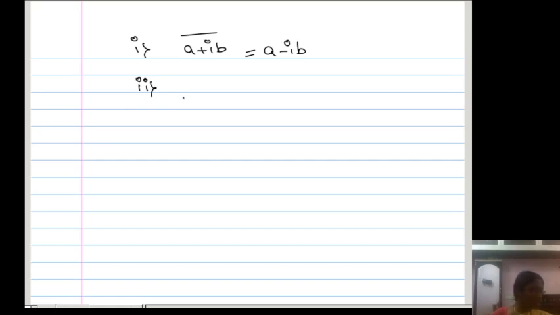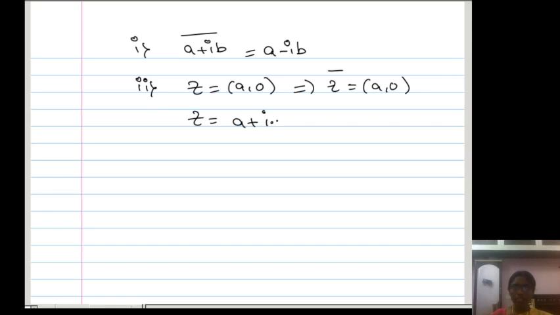Second point is what I am telling. If Z is equal to (a, 0), what is Z bar? Again (a, 0). Why? Since Z = (a, 0) means a + i·0 in the form of. But you know that if Z is equal to a + i·0, what is Z bar? Replace i by minus i. So a − i·0, which is equivalent to what? Again (a, 0) only.